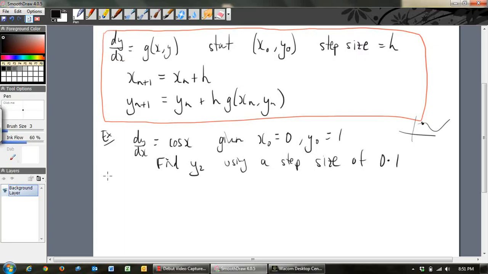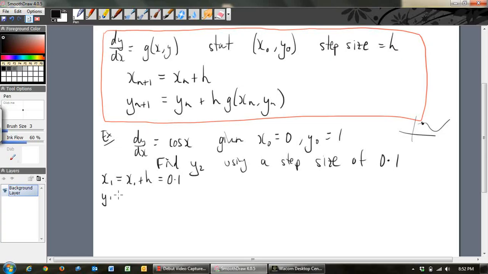So x1, so xn plus 1, will be equal to x0 plus h, which is equal to, what was x0? That was 0. What's h? It's 0.1. So that's equal to 0.1, and that makes sense. In other words, x just gets bigger by 0.1 every time.